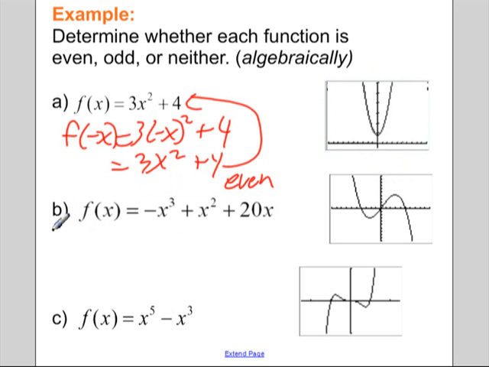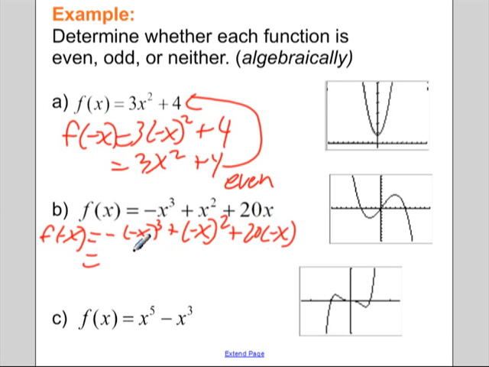So in this example, again, I want to evaluate f of negative x and see what happens. So that's the negative of negative x cubed plus negative x squared plus 20 times negative x. So negative x cubed, remember when you raise a negative to the third power, you get another negative, but then it's the negative of that, so that becomes positive x cubed. Negative x squared is positive x squared, and 20 times negative x is minus 20x. Now how does this compare to the original function? The first term is the opposite, but the second term is the same. And the third term is the opposite.